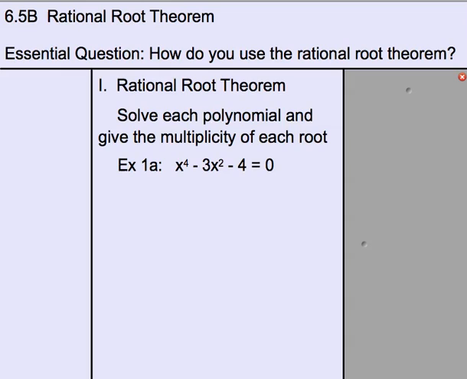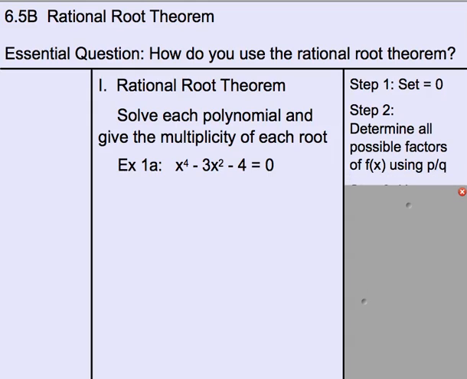All right, let's see if we can apply this rational root theorem to our first example. So step 1, when we're solving, we're going to be factoring. Anytime we try and factor, we set it equal to 0 first, because our ultimate goal to solve this equation is to use the zero product property. All right, step 2, determine all of the possible factors using our ratio P over Q.